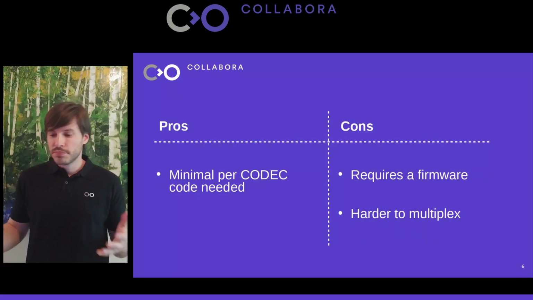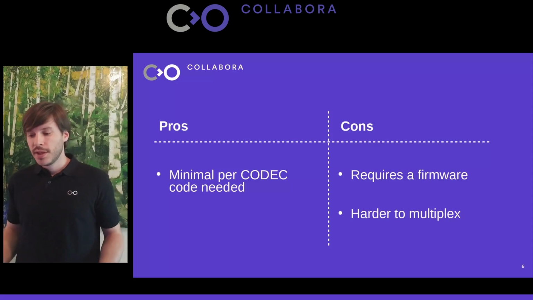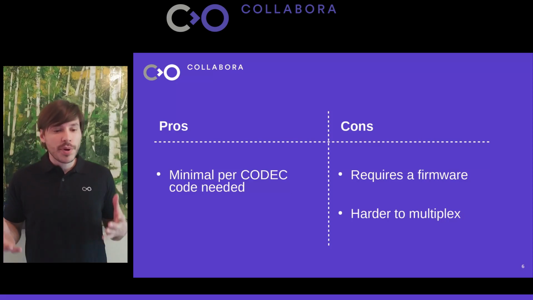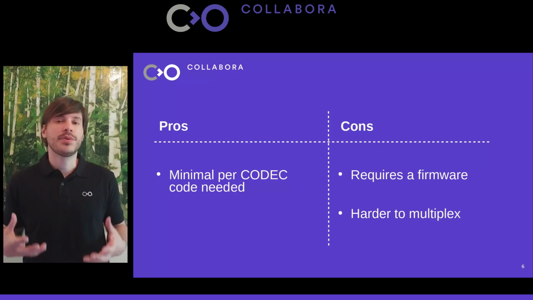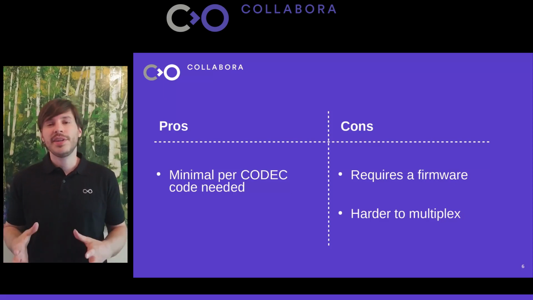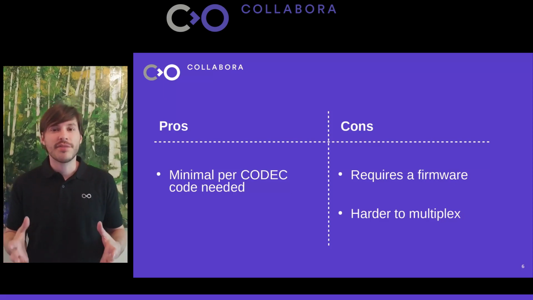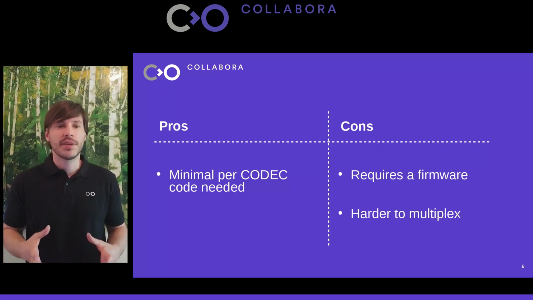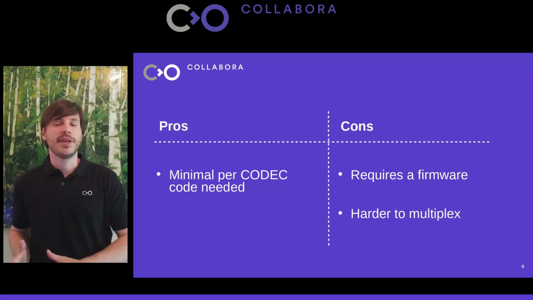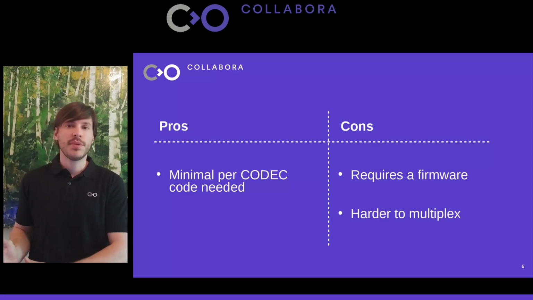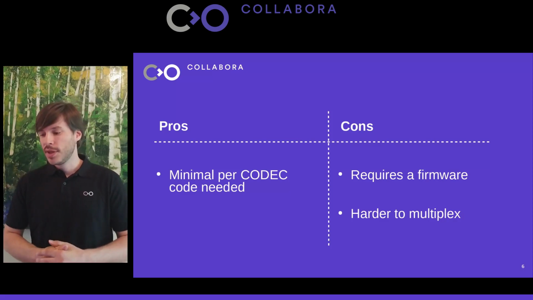Now, just quick pros and cons. This type of hardware is relatively simple to implement in software. You don't need any very advanced knowledge of the codec itself, because all the hard stuff is handled by the hardware. So you pass a bit stream and you get images out.